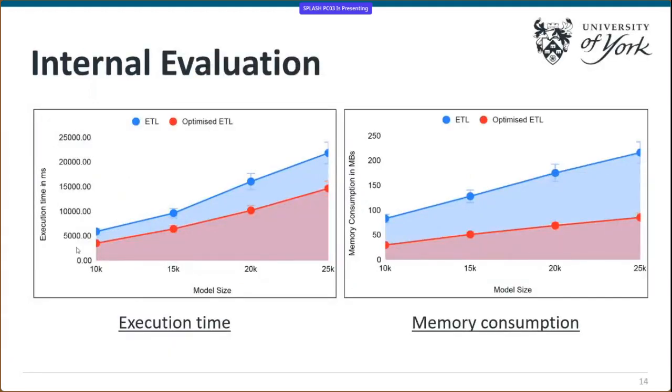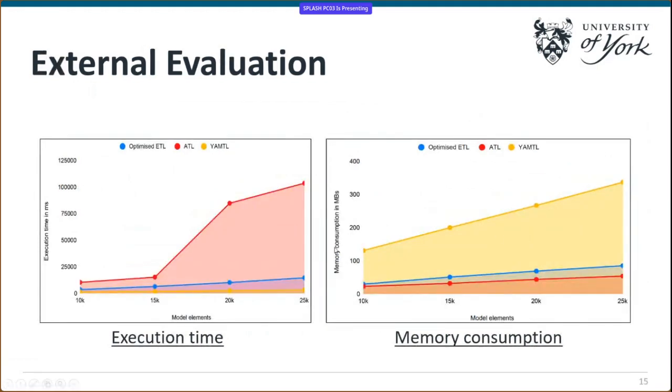So for the internal evaluation, as you can see, here is the execution time. Because we did everything before the execution of the program using the static analyzer, the execution time has decreased for the optimized ETL. And in the same way, because now the selective trace is much smaller compared to the original transformation trace, we end up consuming less memory compared to the normal ETL. Similarly, in the external evaluation, we see that YAMTL outperforms in terms of time. This is because YAMTL is a compiled language and it compiles down to Java.